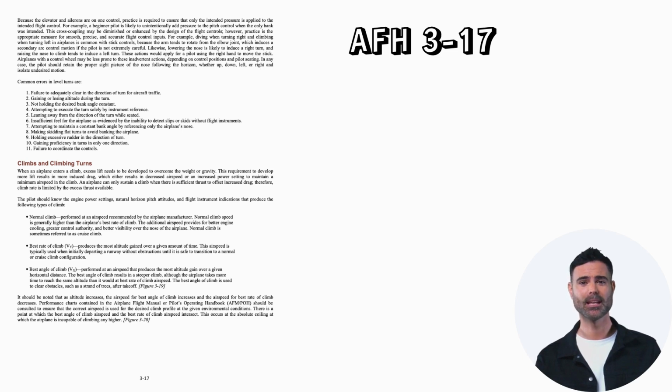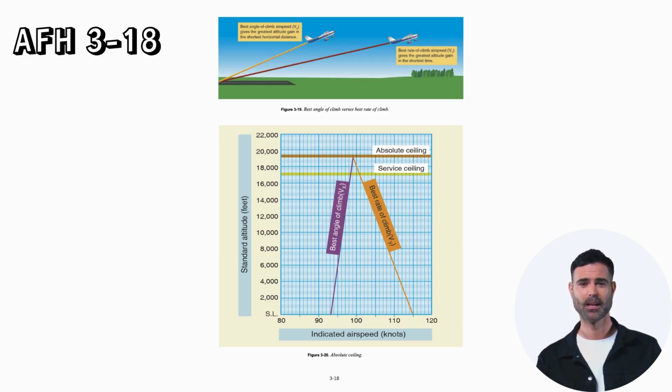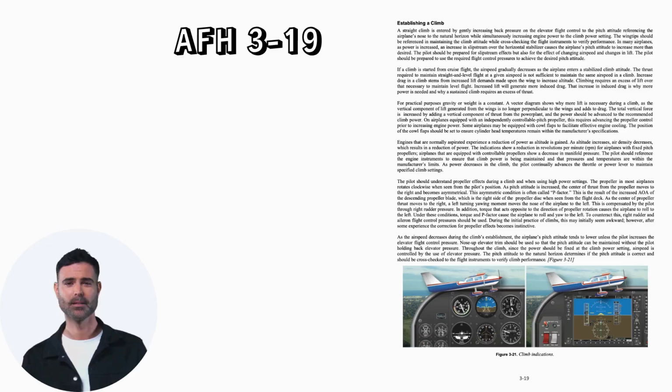Performance charts contained in the Airplane Flight Manual or Pilot's Operating Handbook, AFM/POH, should be consulted to ensure that the correct airspeed is used for the desired climb profile at the given environmental conditions. There is a point at which the best angle of climb airspeed and the best rate of climb airspeed intersect. This occurs at the absolute ceiling, at which the airplane is incapable of climbing any higher. Figure 3-19, best angle of climb versus best rate of climb. Figure 3-20, absolute ceiling.